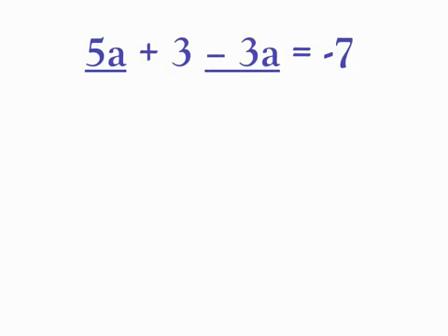This one here. Again, same situation, except now, notice on the right-hand side of the equal sign, I have a negative value, negative 7. So now when I combine together my like terms, 5a and negative 3a combine together to make 2a, I still have plus 3 is equal to negative 7.